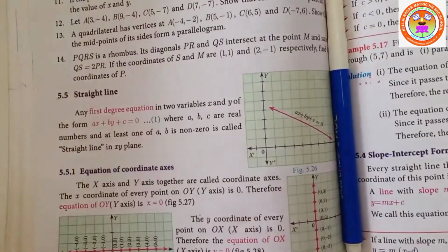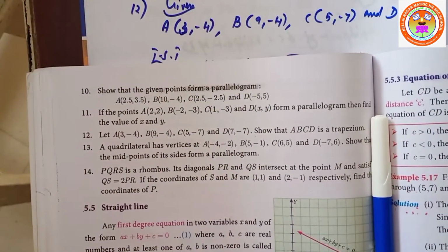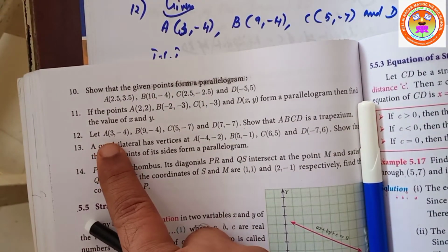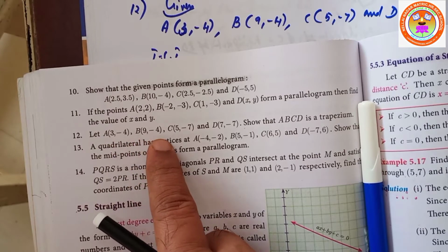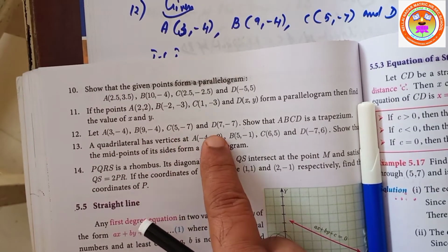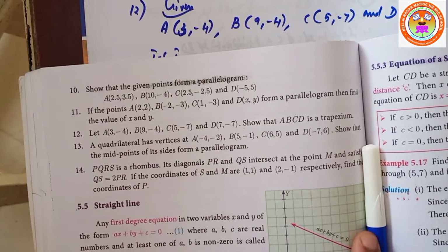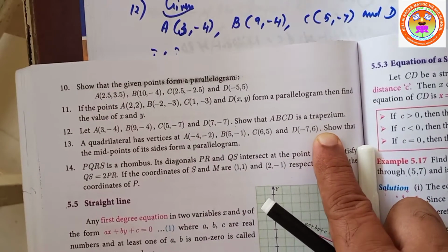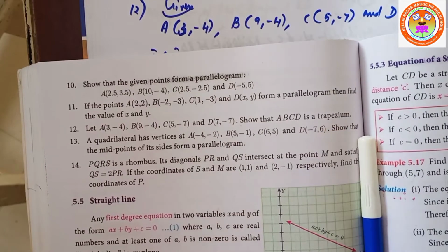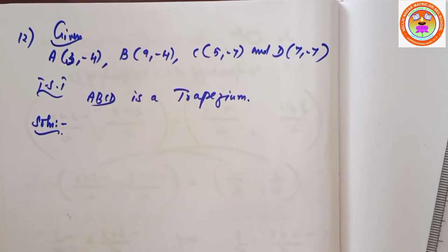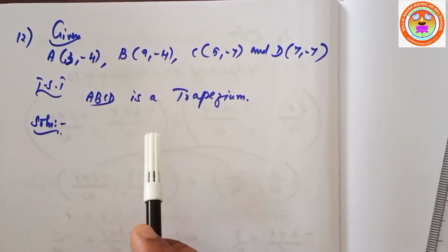Now problem number 12. Let A(3, -4), B(9, -4), C(5, -7) and D(7, -7). Show that ABCD is a trapezium. Here is question number 12.